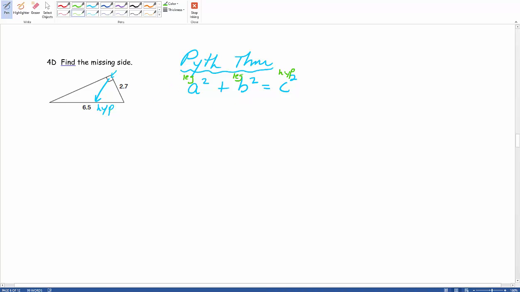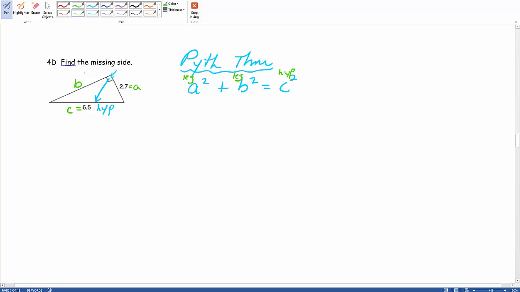So when we're talking about this hypotenuse, this 6.5, that is going to go ahead and be our c value. This 2.7 represents one of the legs. We could call him A. And this unknown, we can go ahead and call him B. This is one of the missing sides that we're looking for. Again, this leg.